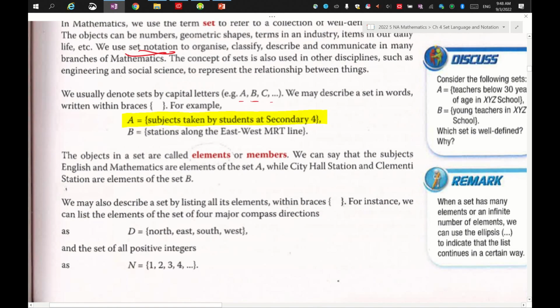And the objects in a set, those examples that I gave, they are called elements. So back to set A, I will say that PE is an element in set A. Yeah, PE, as in physical education. Music is not an element in set A. Get it? Sec 4 don't take music, alright? Sec 4 got music? Don't have. So music is not an element in set A. Whereas mathematics is an element in set A. We hardly use the word members, but just take note. Now, carry on.